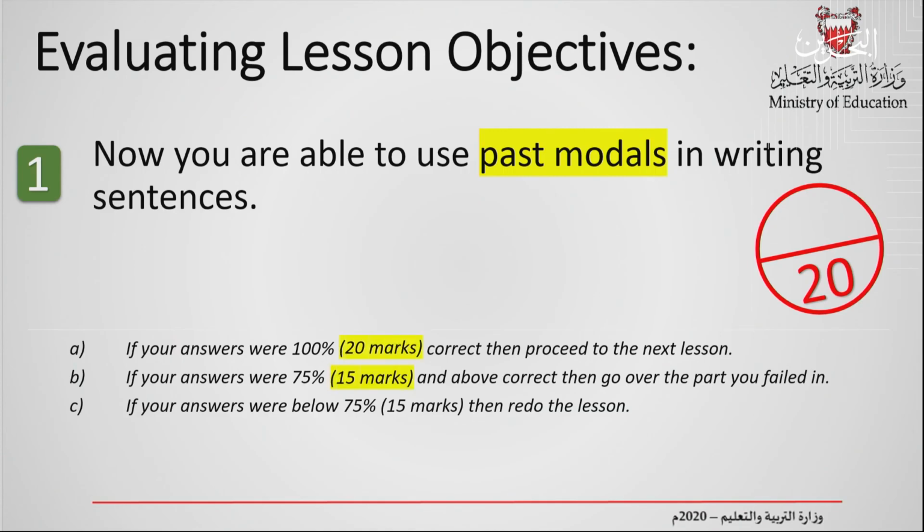If you have 75% and above, that means 15 marks and more, then you can go over the part you failed in and redo it. If you have 75% or lower than that, that means 15 marks and below, then redo the whole lesson.